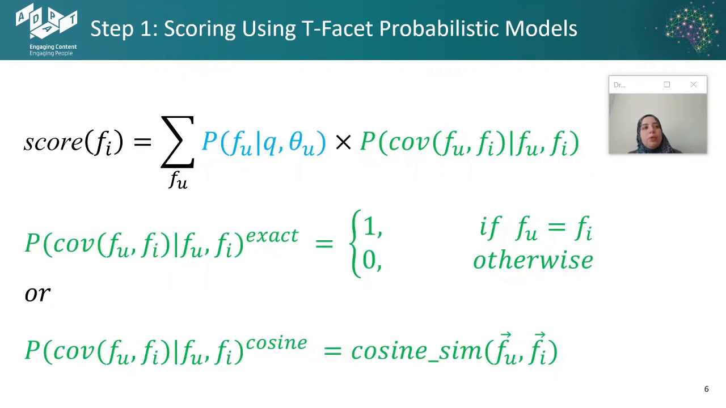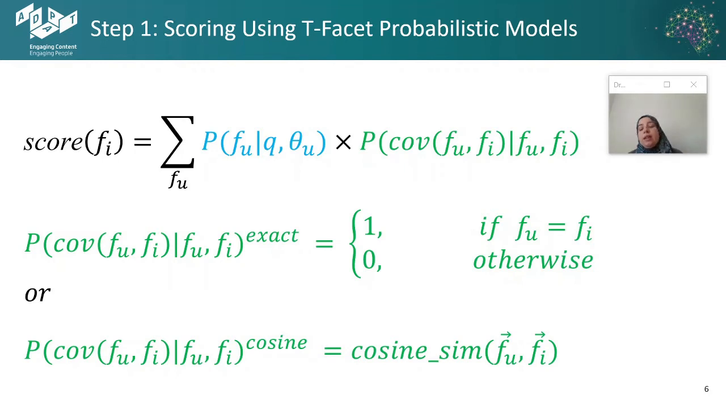The second part of the equation is the probability that this T-facet matches one of the T-facets previously rated by the user. We experimented with two different methods to estimate this value. The first one only considers a T-facet which exactly matches one of the user T-facets.